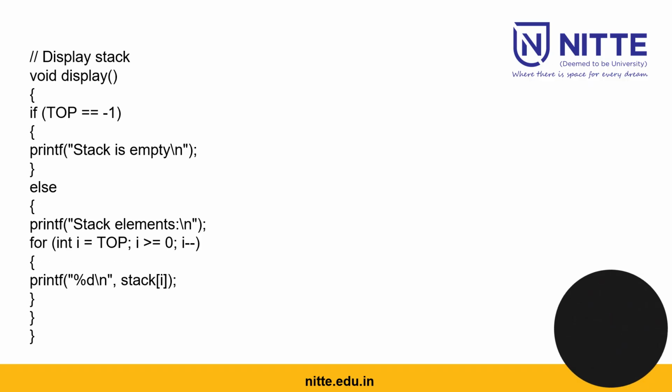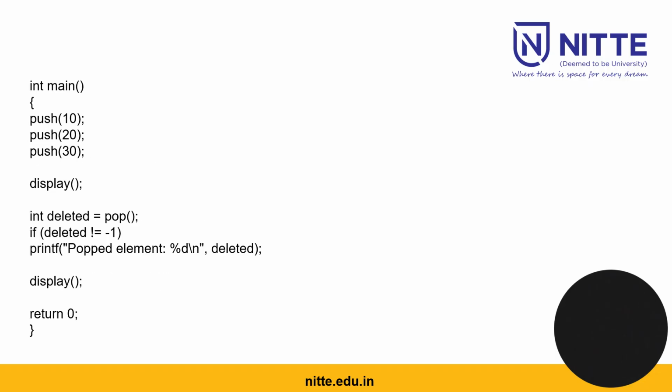Now we will display it. We also saw how to display the elements. If top is equal to -1, it will print stack is empty. Otherwise, it will go for the else part and print the stack elements from top to bottom. So that is what is written here. And now we'll go for this int main and display. This we know already. So this is just for pushing these elements into the stack.